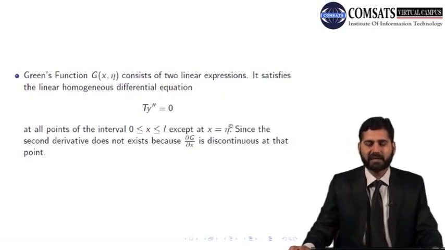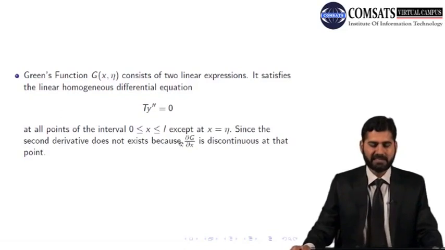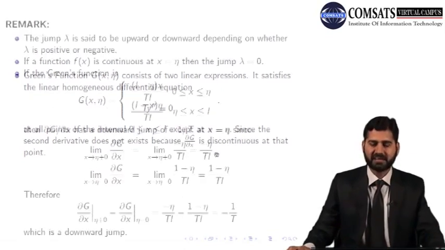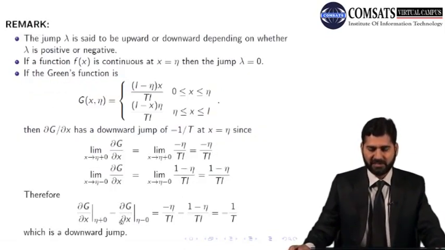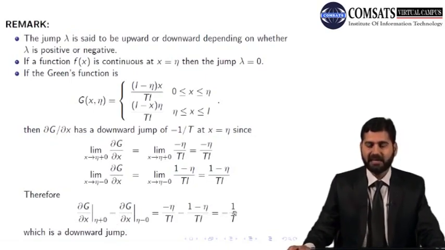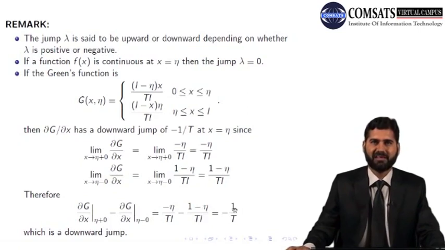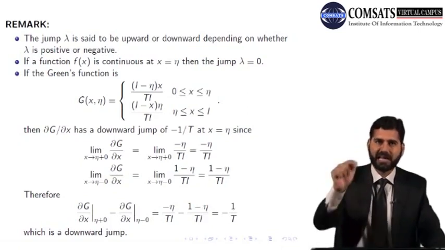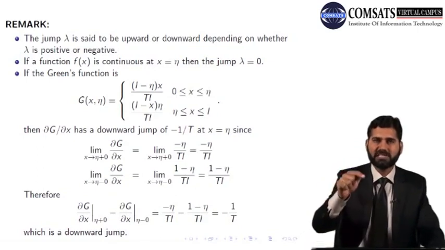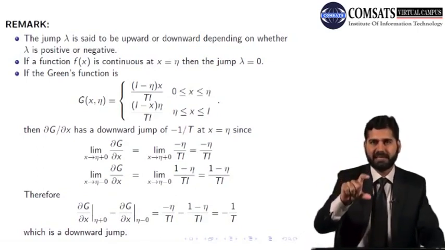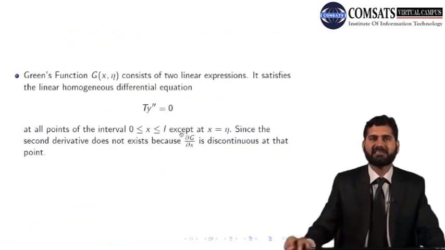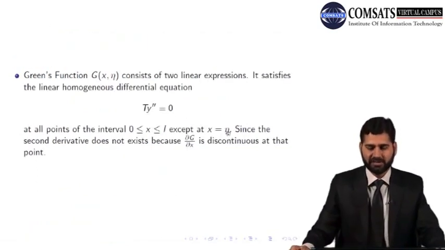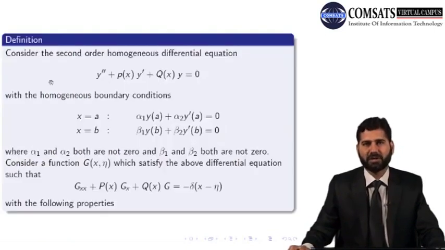If x is equal to eta, the right hand side becomes infinity, since the second derivative does not exist because dg by dx is discontinuous at that point. You see, here we have a jump at eta. At eta, dg by dx has a jump discontinuity, so the second derivative will not exist at that point. At a point where a function is discontinuous, the derivative does not exist there. So partial g by partial x has a discontinuity at eta, so the second derivative will not exist at eta. So that's the reason this is true only if x is not equal to eta. Alright?